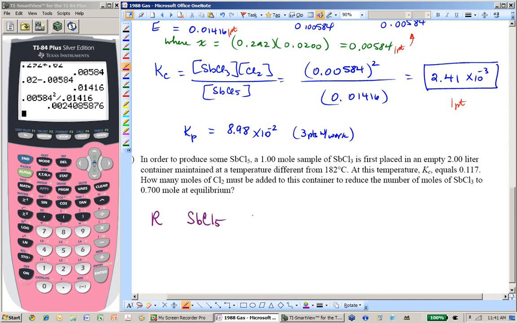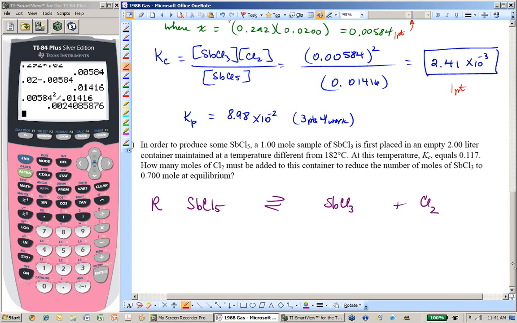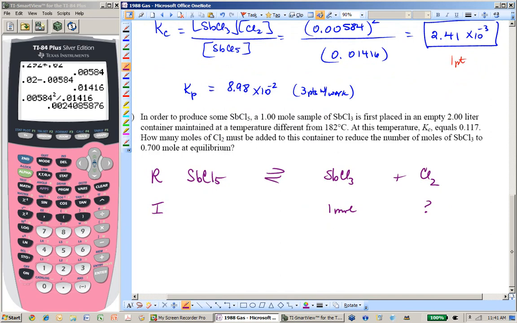SbCl5 in equilibrium with SbCl3 plus Cl2. Okay, a 1 mole sample is first placed in a 2-liter container. Oh, but that's of the SbCl3. Okay, so this is 1 mole. Now, I don't know how much chlorine. That's what they're asking me. How many moles of chlorine must be added to the container to reduce the number of moles of SbCl3 down to 0.7? Alright, so I really kind of need to go back through molarity to do this properly.